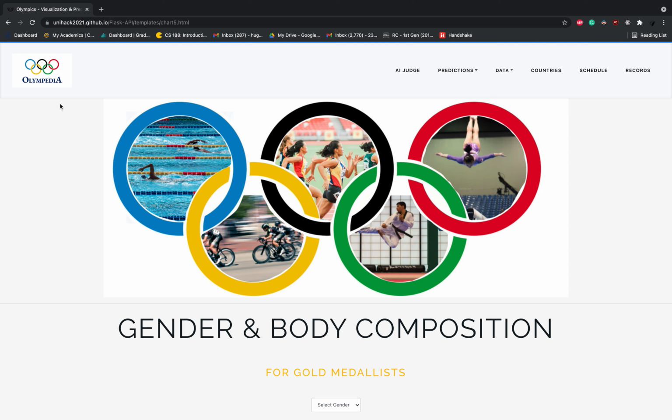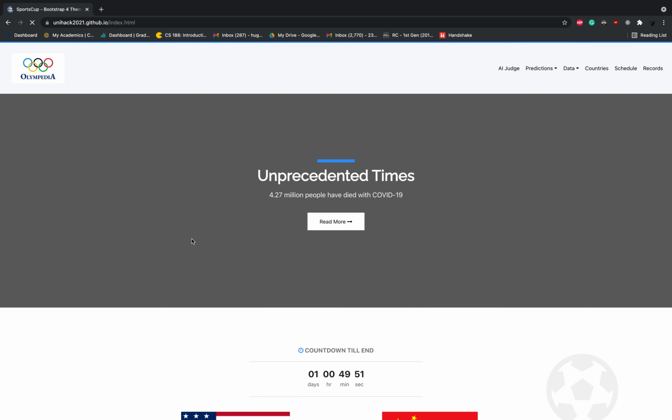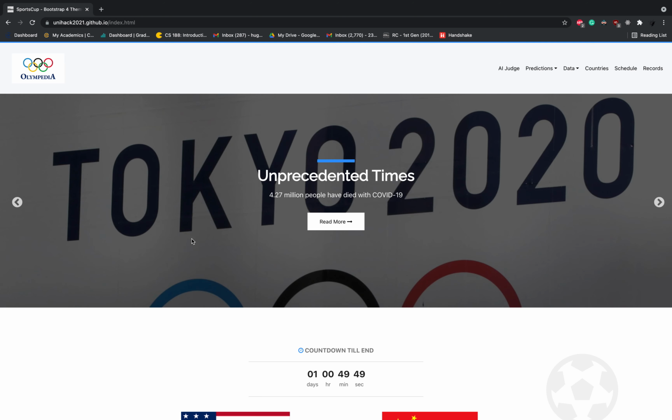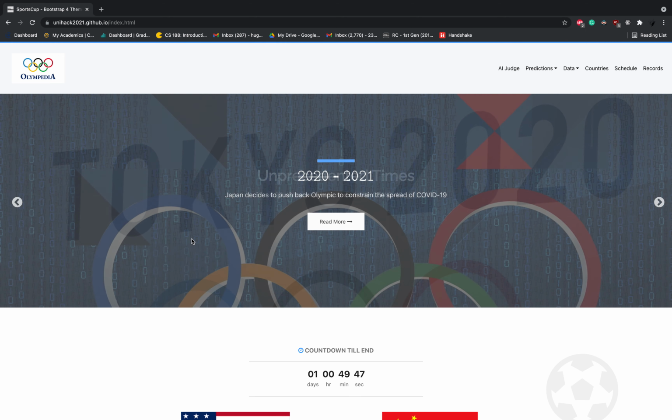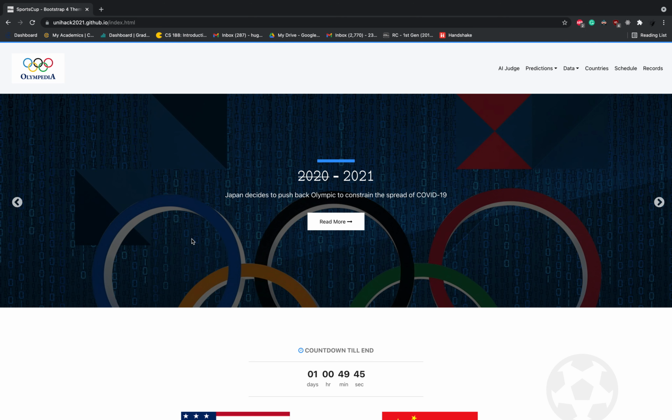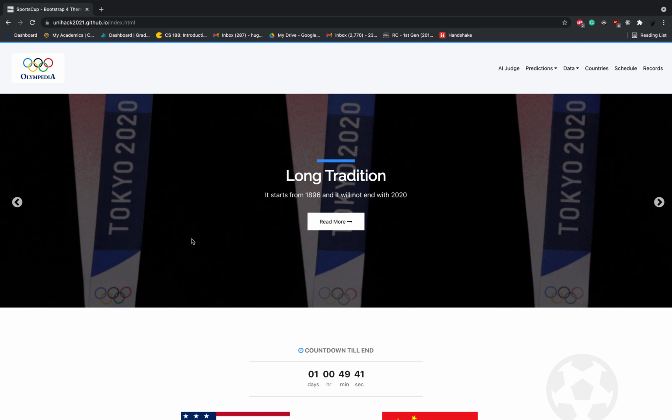So this is Olympedia, and it's the 3 modules that I just showed you. There were a lot of challenges that we ran into, but I think overall it was a good experience, and we learned a lot from it. And we really hope that it could be something that can help people enjoy the Olympics more.